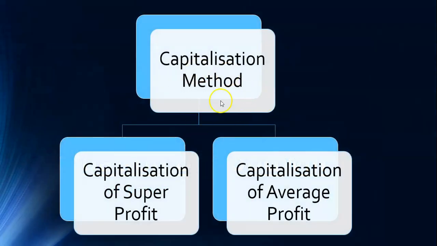So here we are going to start. First one is classification. Here the capitalization method is divided into two parts. We have already completed average profit, which is also known as future maintainable profit. We have covered the super profit method. So we are going to capitalize super profit and we are going to capitalize average profit. There are two methods. We will calculate goodwill one by one.